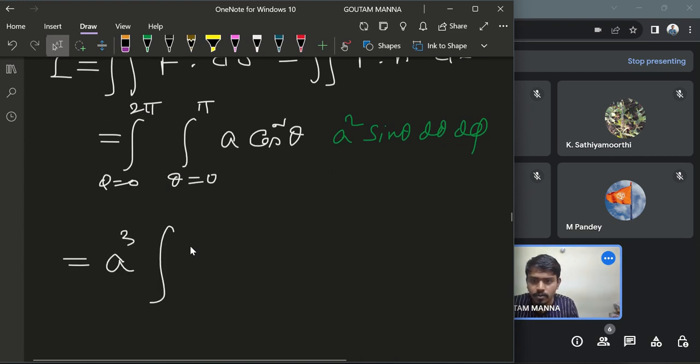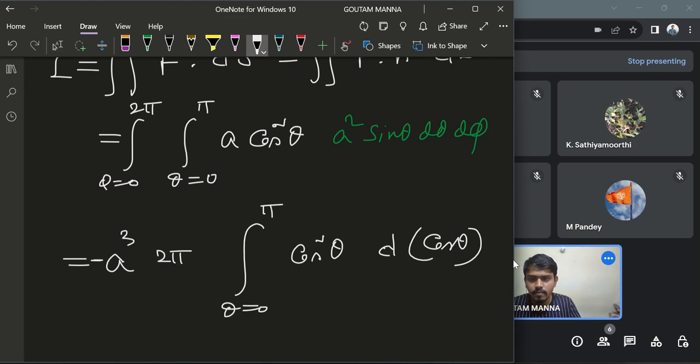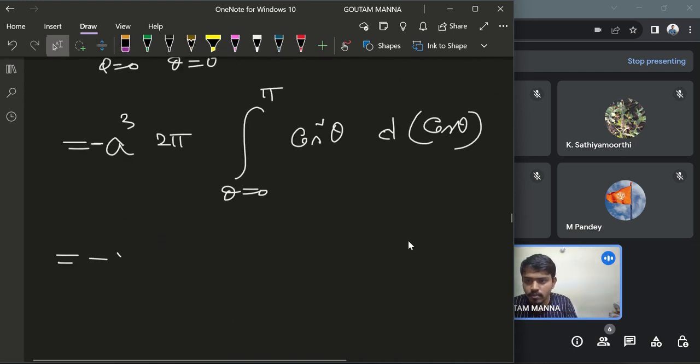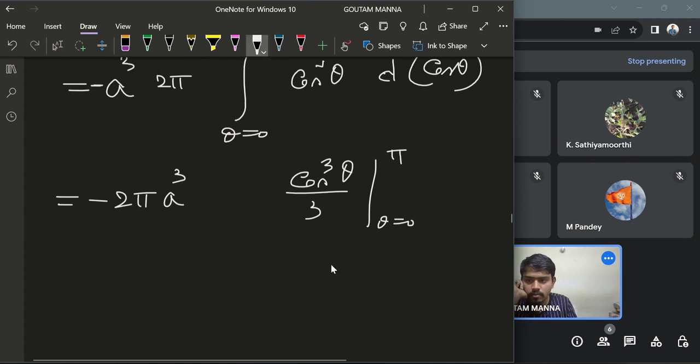So a cube, then if I do the phi integration separately, it will give me 2 pi, and this is cos square theta, and sine theta d theta I can write as d cos theta with a minus sign. So I'm putting the minus sign here, and theta is going from 0 to pi. It is minus 2 pi a cube, it will be cos cube theta by 3, theta equals 0 to pi, this is minus 2 by 3 pi a cube.